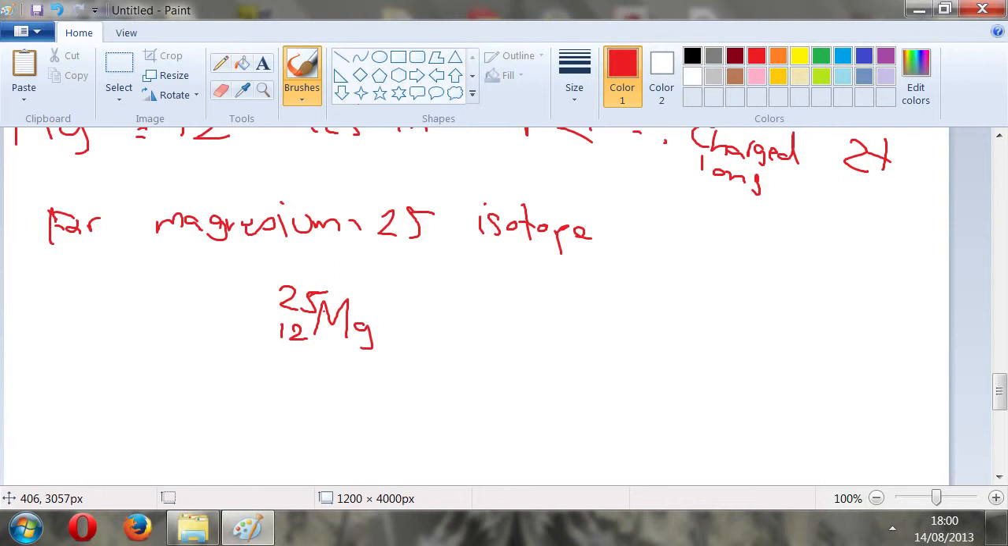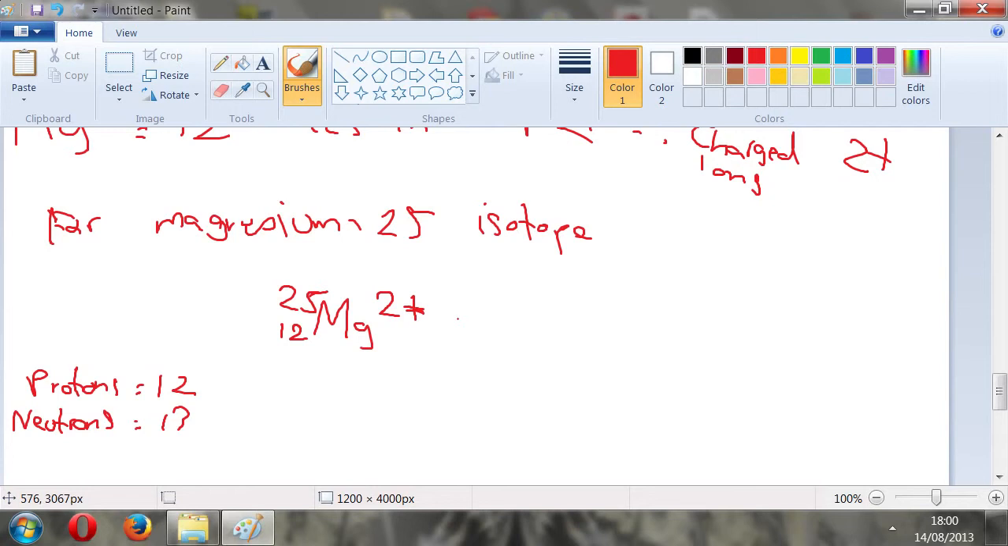So if we wanted to find the number of neutrons, we take the mass number, which is 25, minus the atomic number, which is 12. So we know now that the number of protons is 12, and mass number minus atomic number gives 13 neutrons. But of course, this is actually an ion, so it's got a charge on it, and the charge is 2 plus.